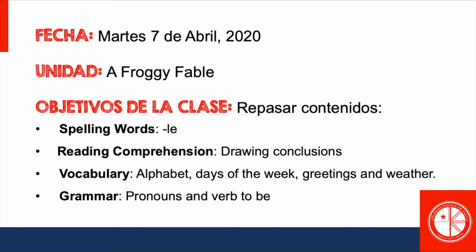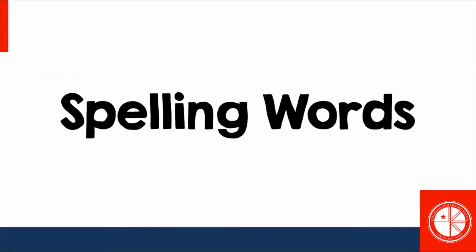Tenemos nuestros 4 contenidos principales: spelling words with the ending LE, reading comprehension, we have drawing conclusions, in vocabulary, we have the alphabet, days of the week, greetings and weather, and in grammar, we have the pronouns and the verb to be. We're going to start with the spelling words. I'm going to say the spelling words and you're going to repeat them at your house, okay?